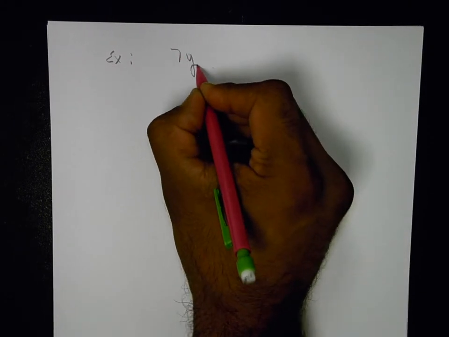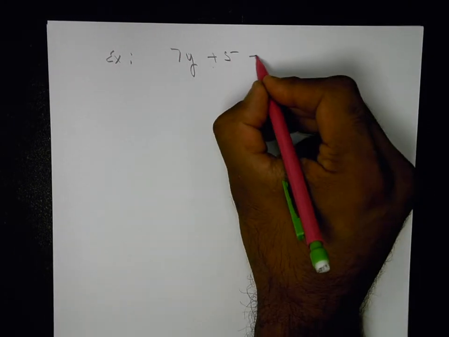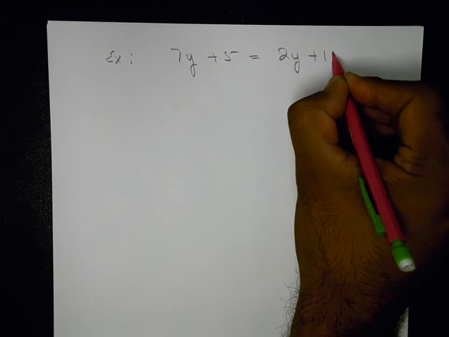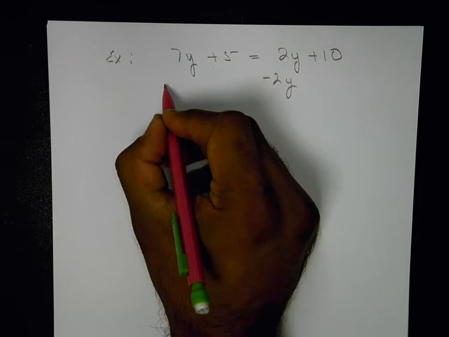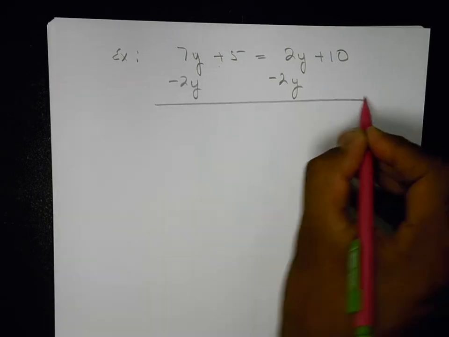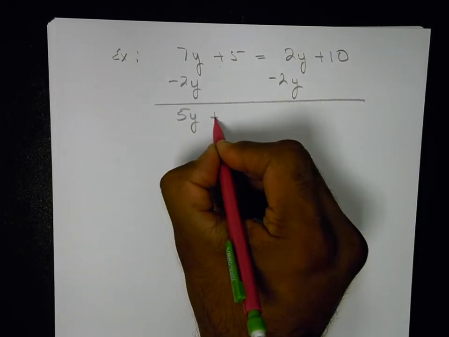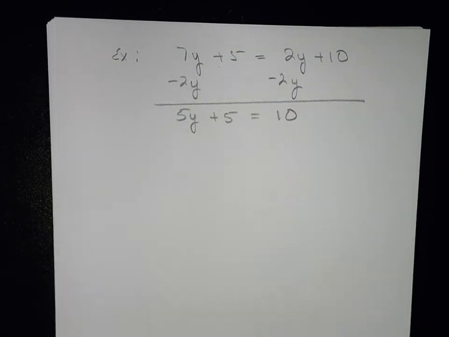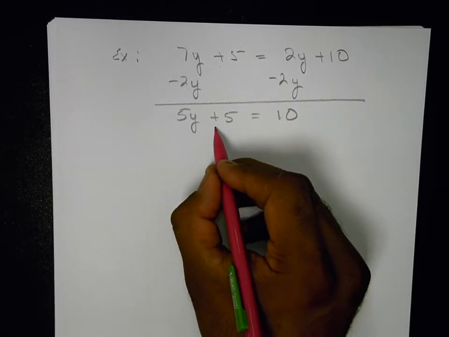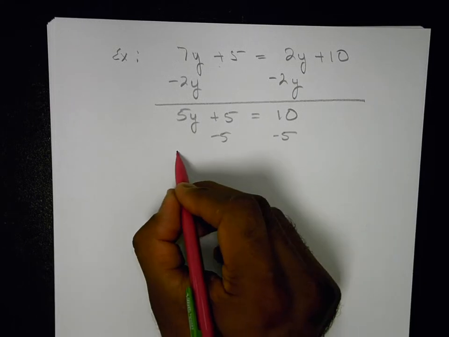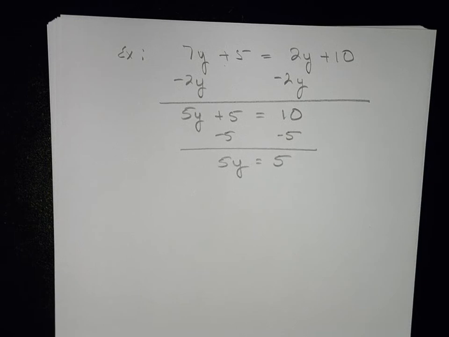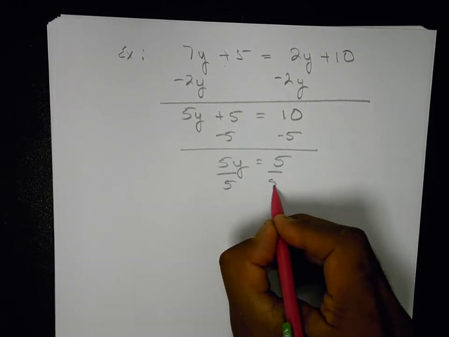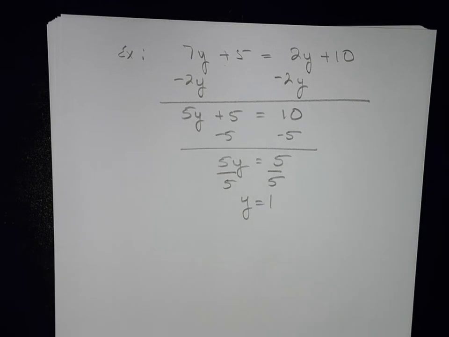So let's look at another one like that. I'm going to move the variables to the left this time, so I'm going to do an opposite right there. And then I'll do another opposite right here. And then divide by 5. And y equals 1.